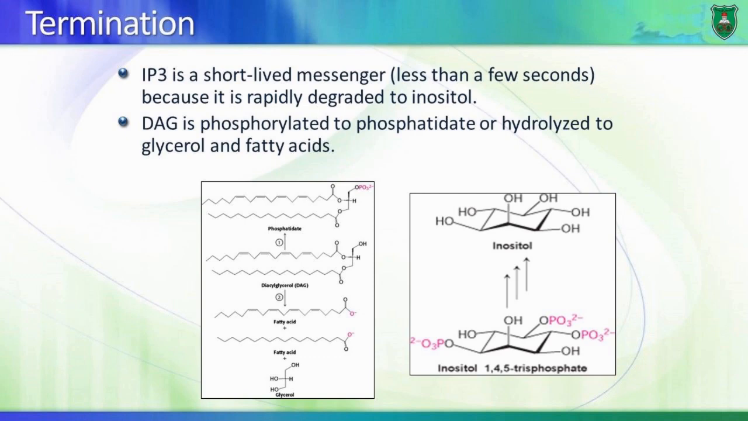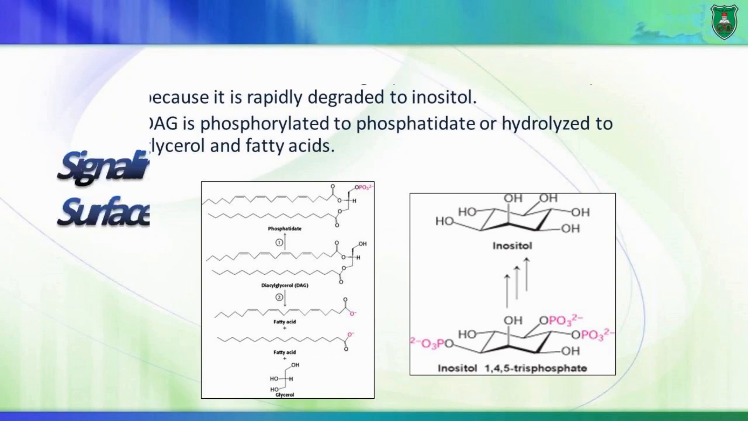That's one. And diacylglycerol can be phosphorylated to phosphatidate, or it can be hydrolyzed to its original components. So it can be phosphorylated to phosphatidate. That's one. Or it can be degraded into its individual components, that is the fatty acids and the glycerol. And that's how the signal is terminated. Now, notice that all of the termination signals are enzymatic, so that termination is really quick.